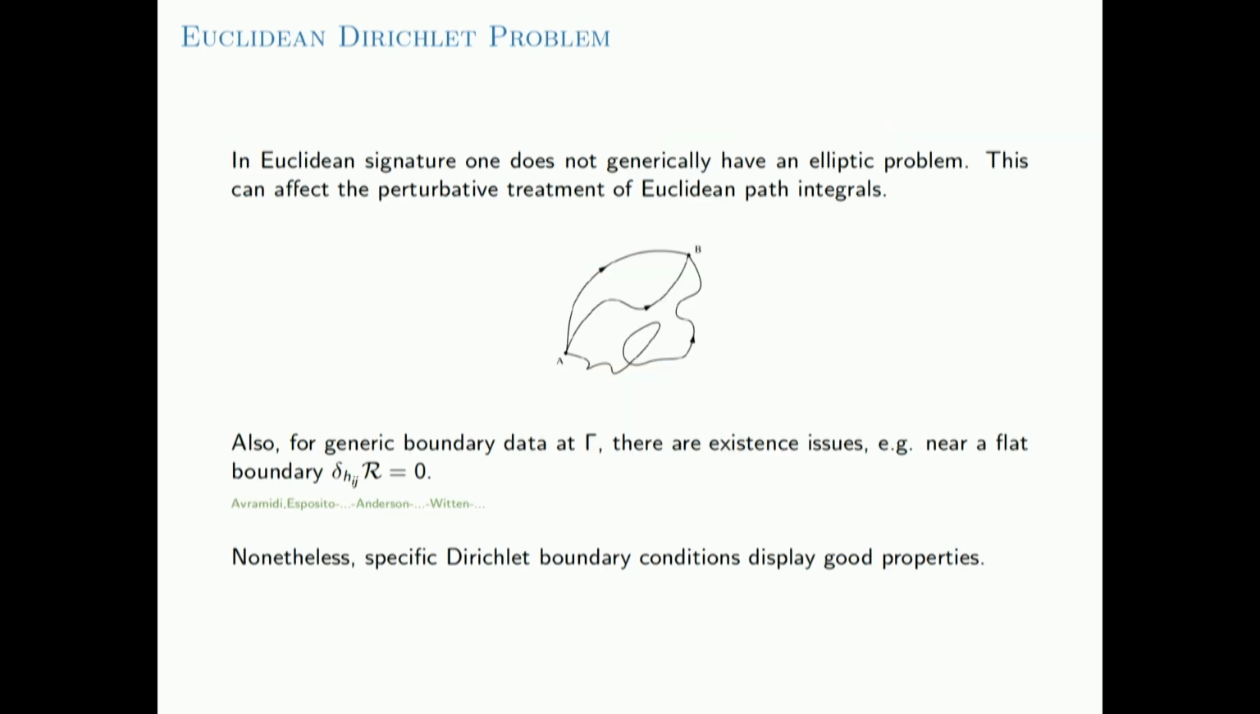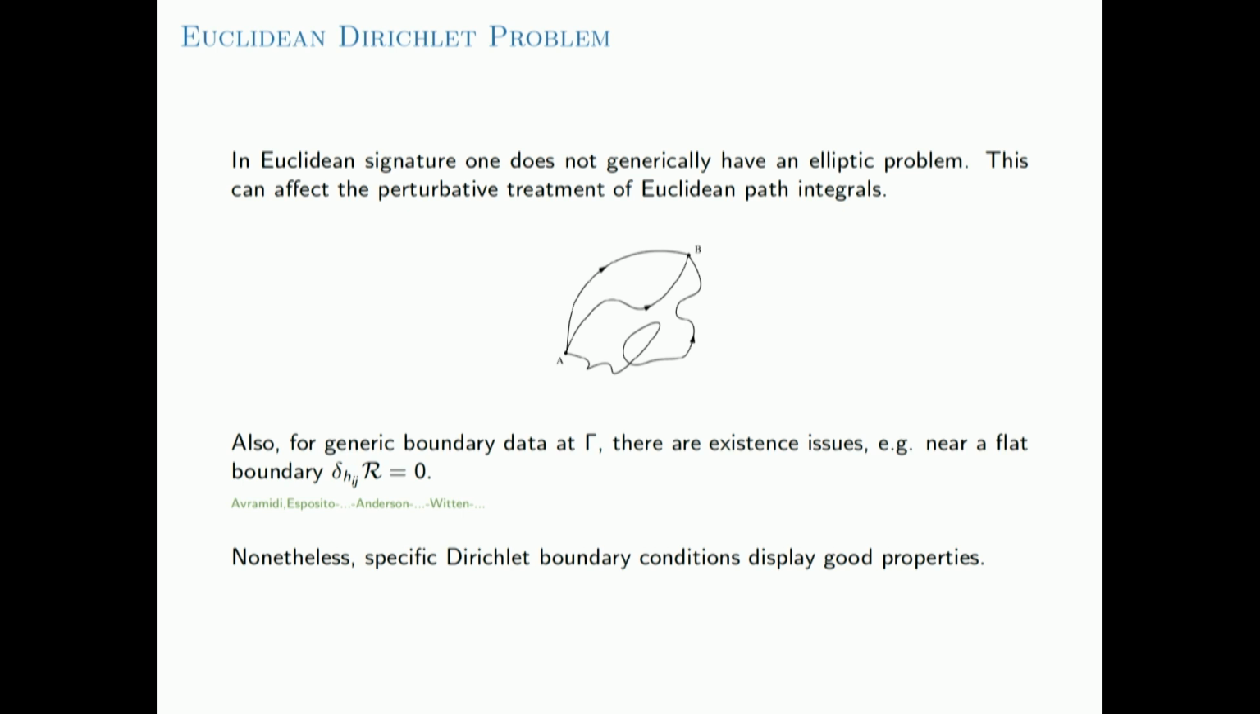From the Euclidean point of view, one does not generically, the mathematical statement is that one does not generically have an elliptic problem for Dirichlet conditions, and this may affect the perturbative treatment of Euclidean path integrals or the definition of heat kernels or functional determinants. This was first pointed out in a paper of Avramidi and Esposito in the late 80s, I think.